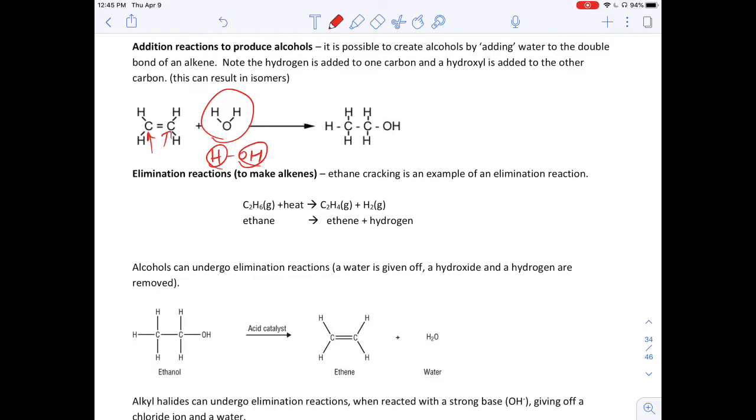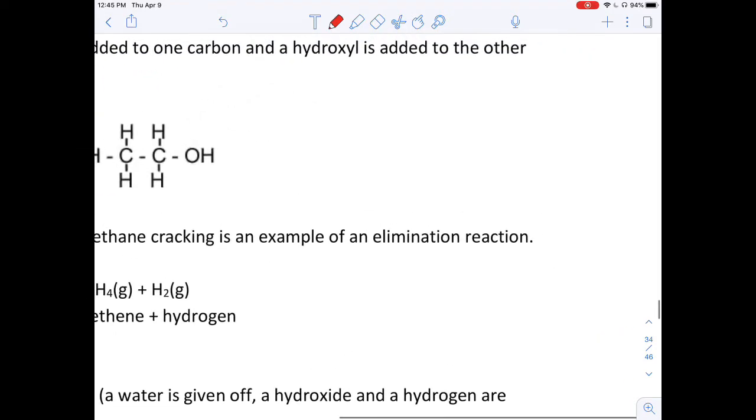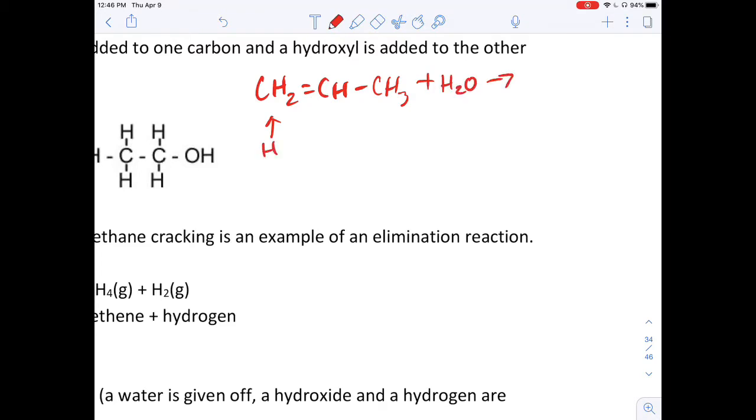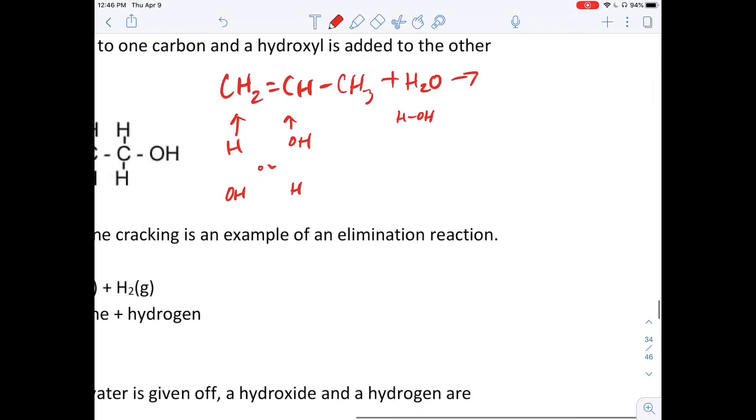hydroxyl. So if we had, say, propene, CH2CH3, we're going to react it with water, and you're going to get an H on one side and an OH on the other side. And again, because this is an asymmetrical molecule, HOH, you could also get the OH bonding here and H here. So we're going to get more products.